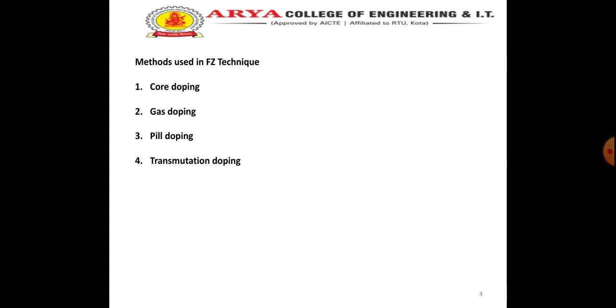Gas doping. Gas doping is accomplished by using gases like phosphine. The gas may be injected as the polysilicon rod is deposited, or it may be injected at the molten ring during float zone refining.